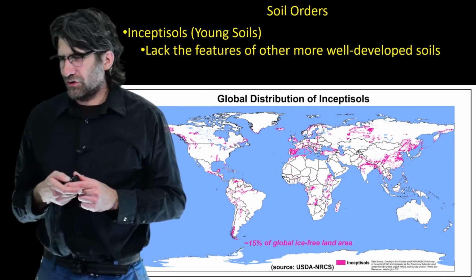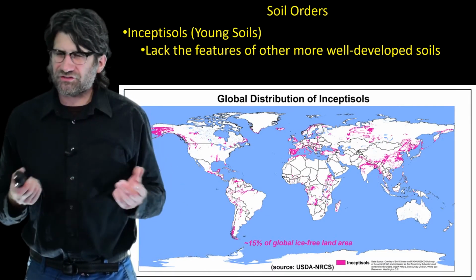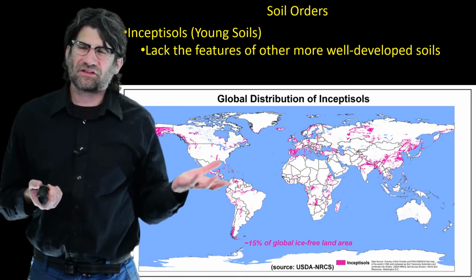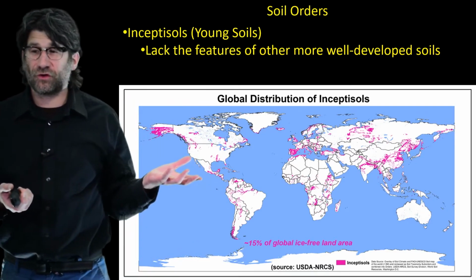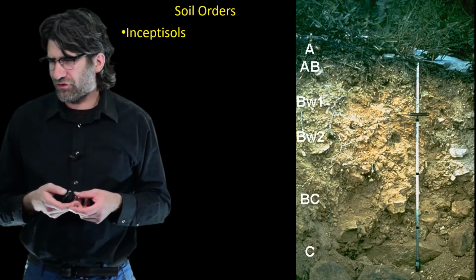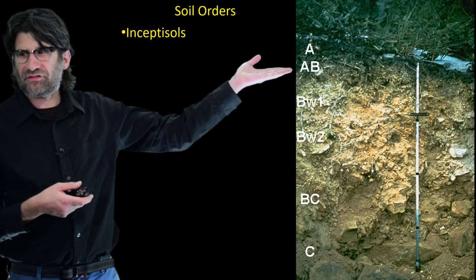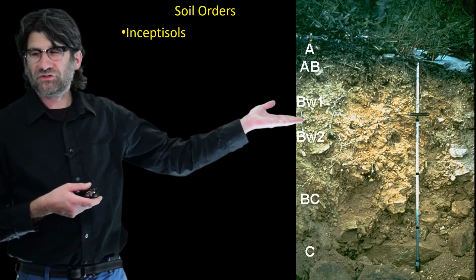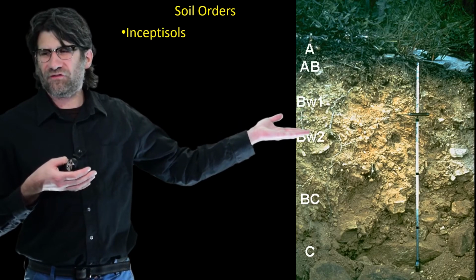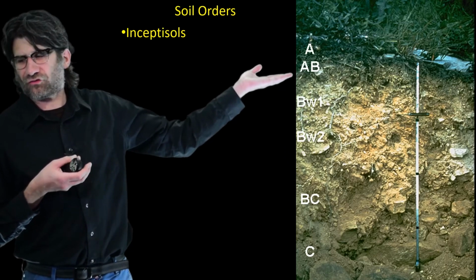Okay, so inceptisols essentially are soils that are just forming, that don't have any of the classic characteristics of any of the other soils. They lack these features of more well-developed soils. So you might have an A horizon and then maybe a Bw, where w stands for weakly developed, in a B. So just not strong horizonation.